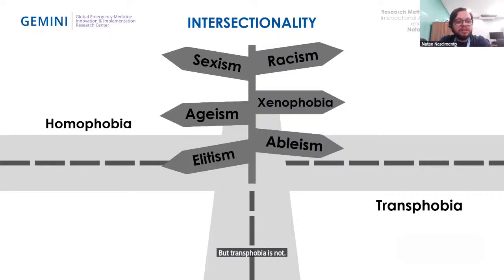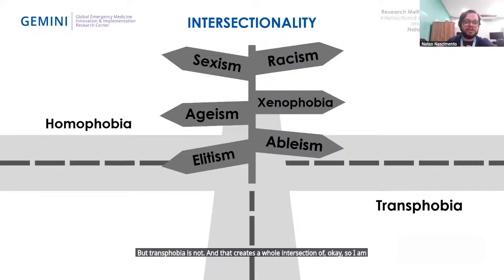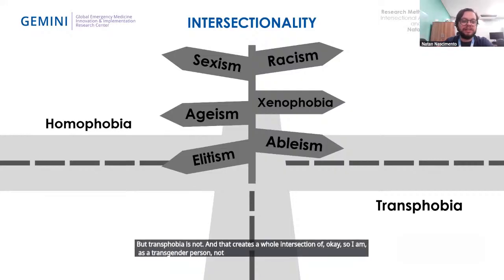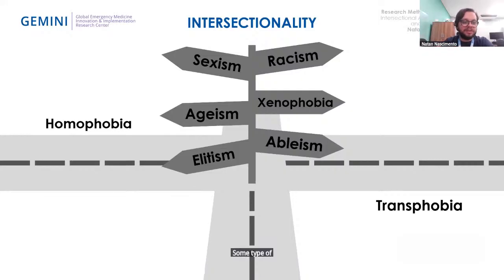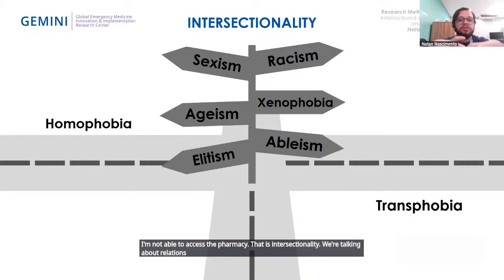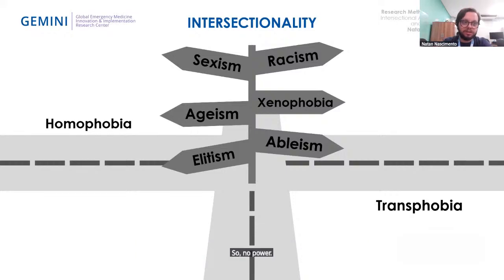And that creates a whole intersection of, okay, so I am, as a transgender person, not able to access some type of health services. I'm not able to access care. I'm not able to access the pharmacy. That is intersectionality. We're talking about relations of power. So no power, no intersectionality. This is something really important.